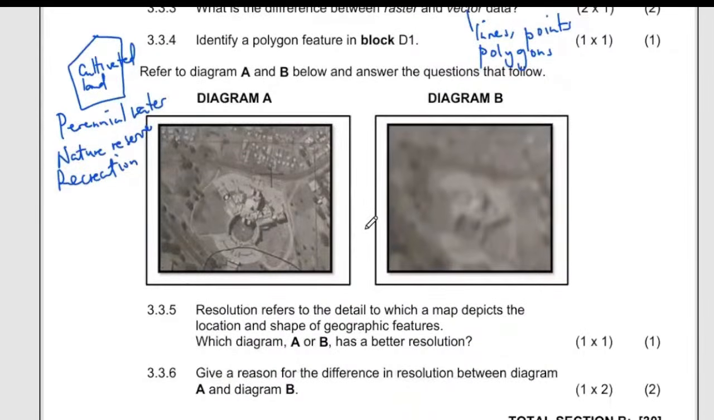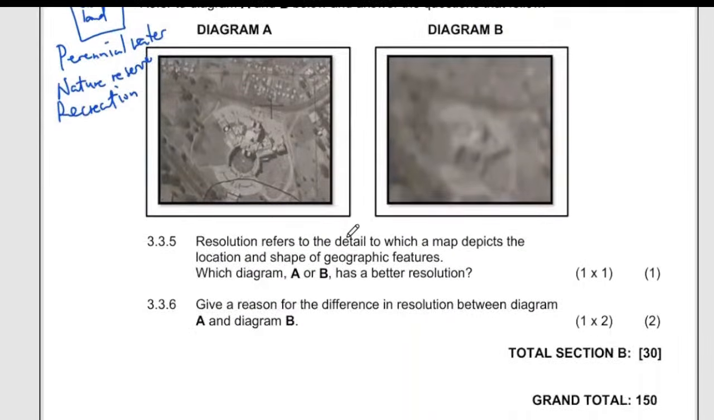Right, refer to diagrams A and B. Resolution refers to the detail to which a map depicts the location and shape of geographical features. Which diagram, A or B, has got better resolution? Better resolution, we are looking at the clarity or the amount of detail. This one is better. We can actually see the features. They are clearer. This one is a worse resolution, not even clear.